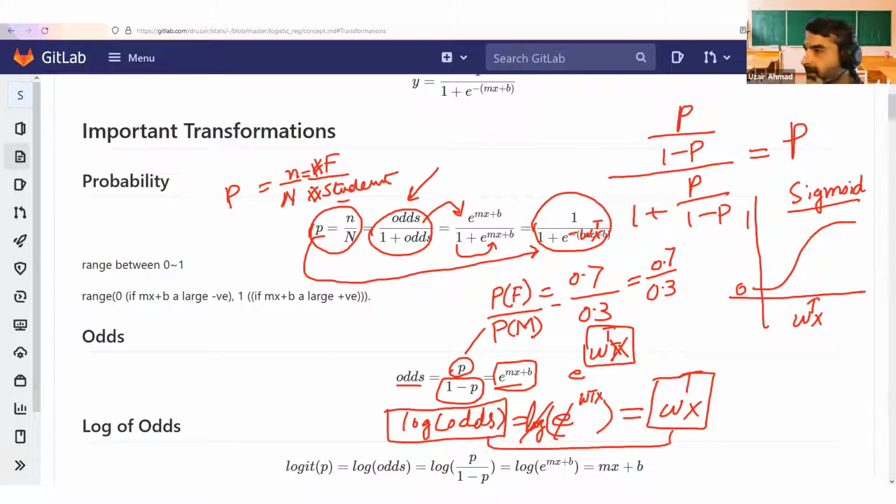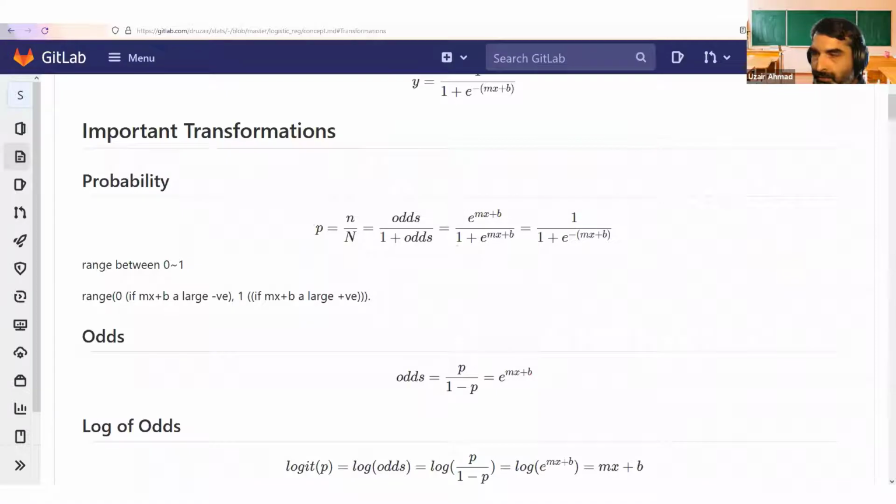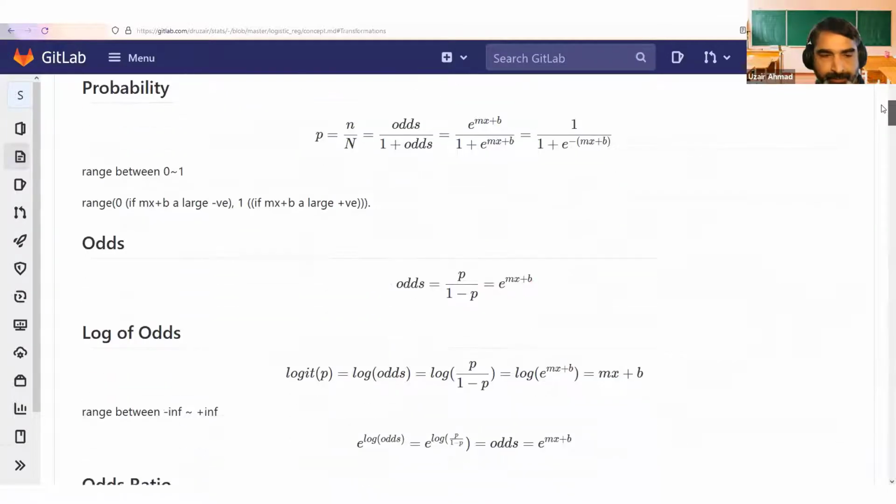Now let's look at log of odds a little closer. Log of odds are what?